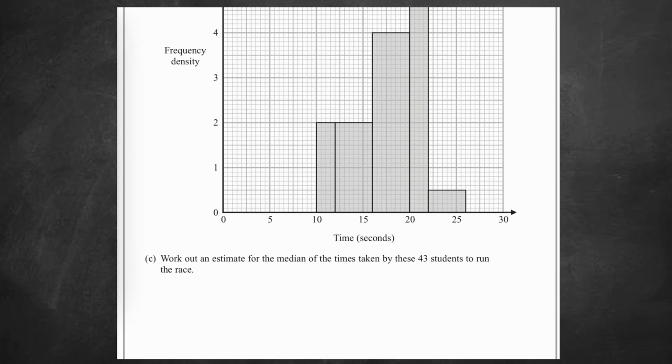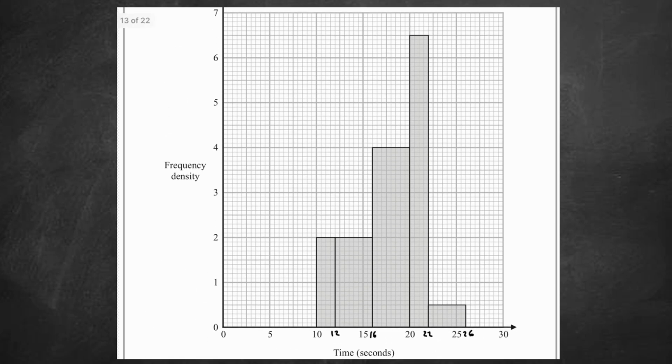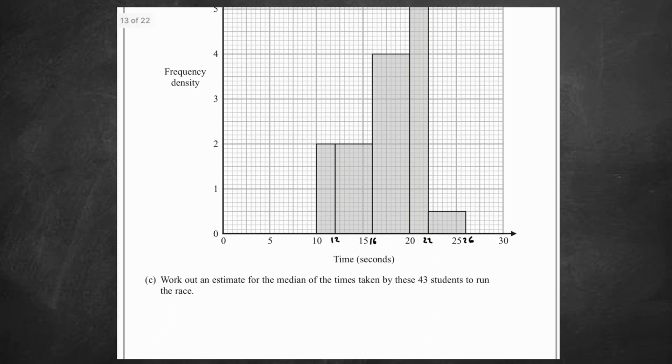So we have 10, that will be 12, 16, 22, and 26 just down here. And then that goes up to 2, that goes up to 4, and that goes to 6.5. So we have a frequency density of 2 for the period 10 to 12. So I'll do here class size, frequency density. So class size for the first one is 2, which means the frequency is going to be 4.